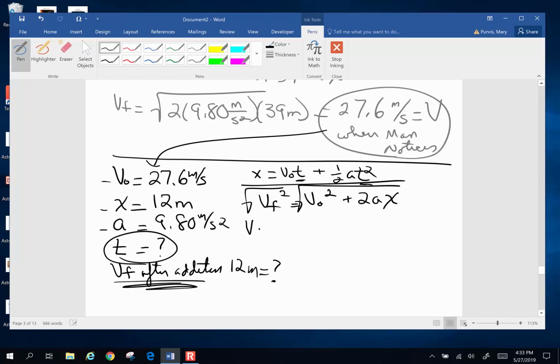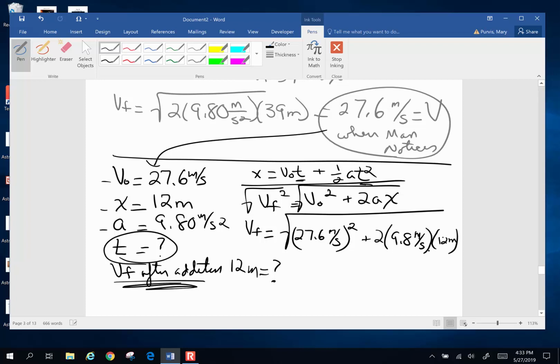So final velocity is going to be the square root of my original velocity for this 12-meter section, 27.6 meters per second quantity squared, plus 2 times 9.8 meters per second squared times the 12 meters it's going to fall. When I do that, what am I going to get? Okay, calculator time.